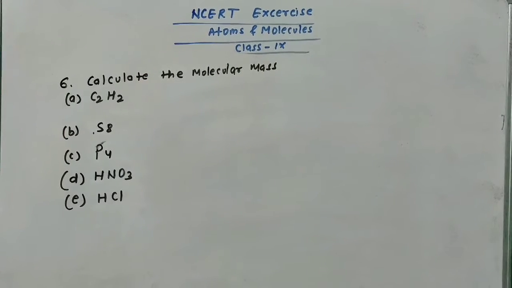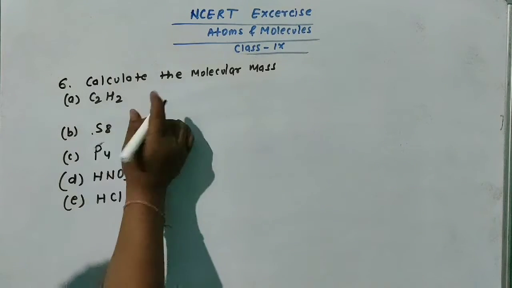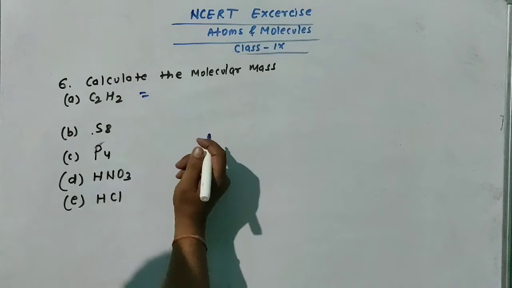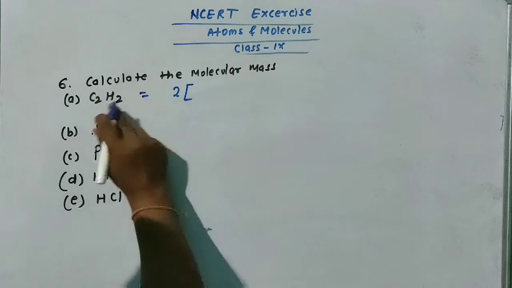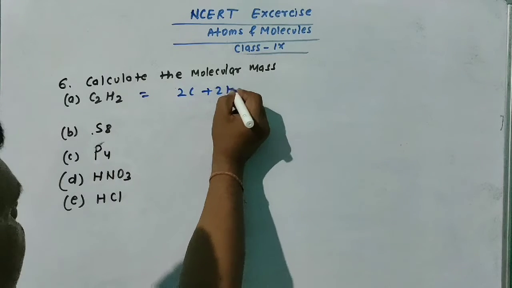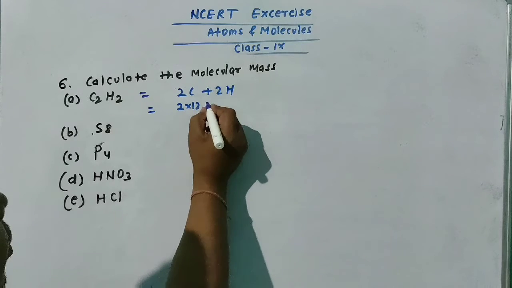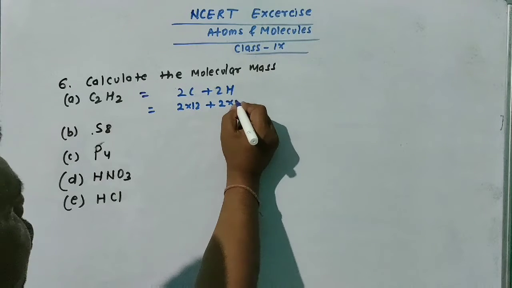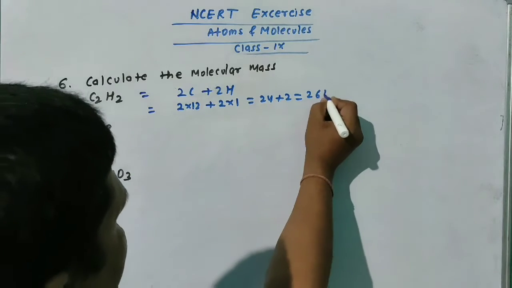Question number 6 is calculate the molecular mass. This is C2H2. It has 2 carbon plus 2 hydrogen. So mass of 2 carbon is 2 into 12 plus 2 into 1, that is equal to 24 plus 2 is equal to 26U.